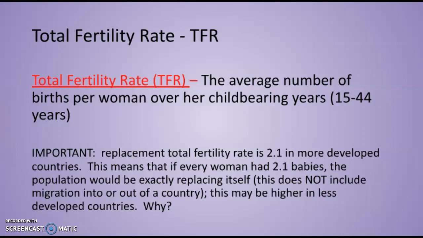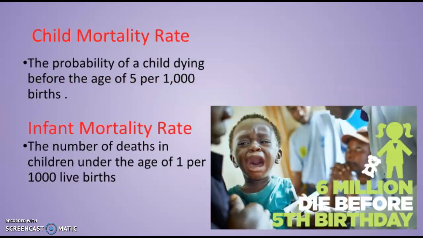That means that the native-born Japanese are not replacing the population, so that population may shrink over time. And if your total fertility rate is high, if it's 4 or 5, your population is growing over time.